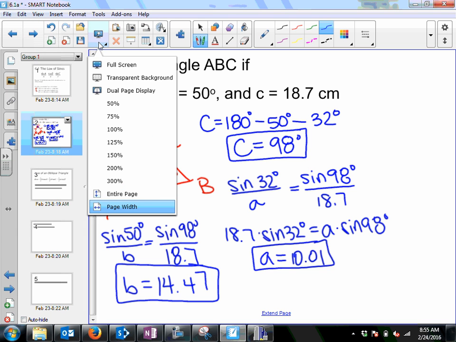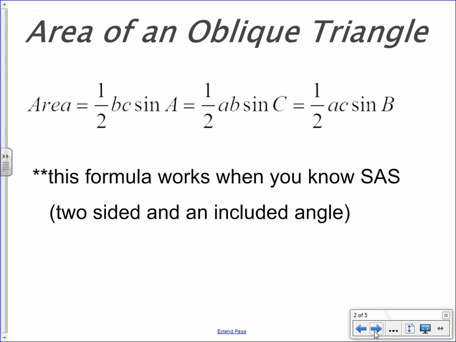So here we go. This may be familiar to you. You can write only one of these down and be fine. Basically what this is saying is if you have side angle side, the area is 1/2 times those two sides times the sine of the angle. So you don't necessarily have to write all three of them down if you don't want to.